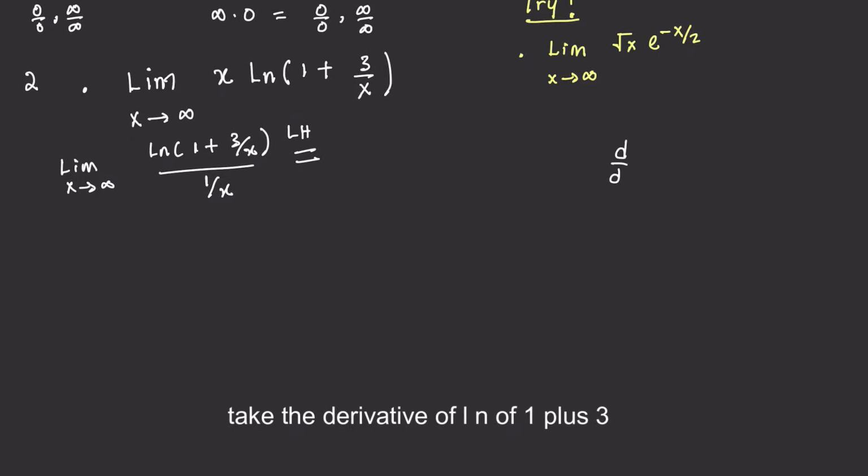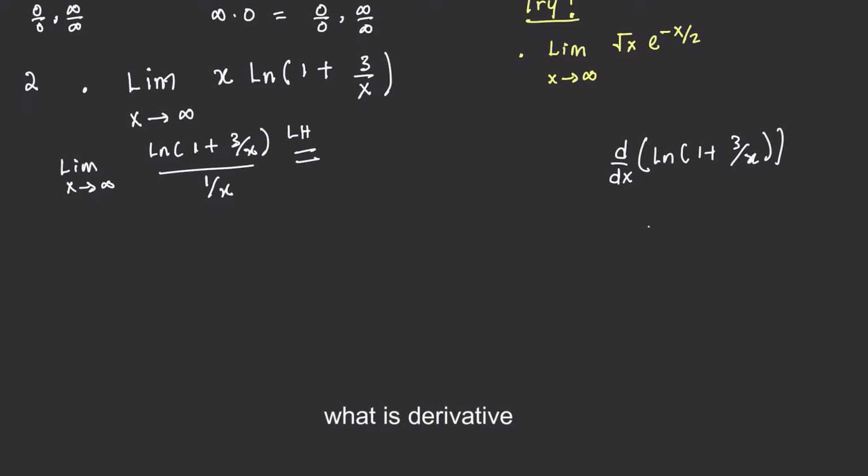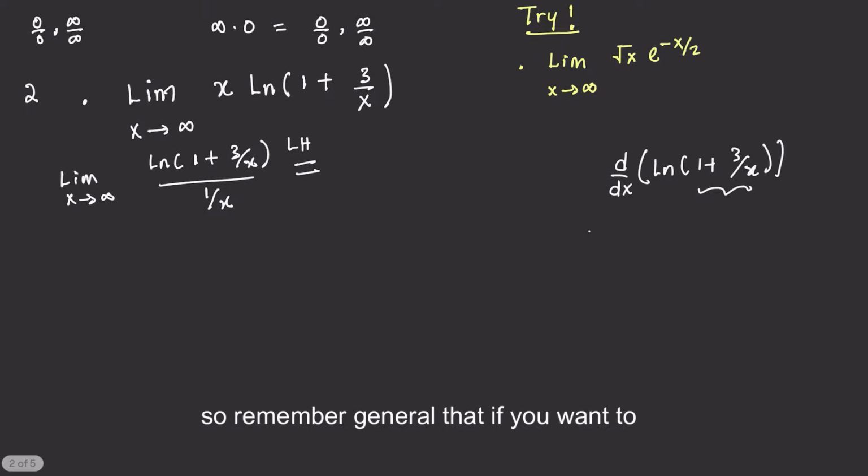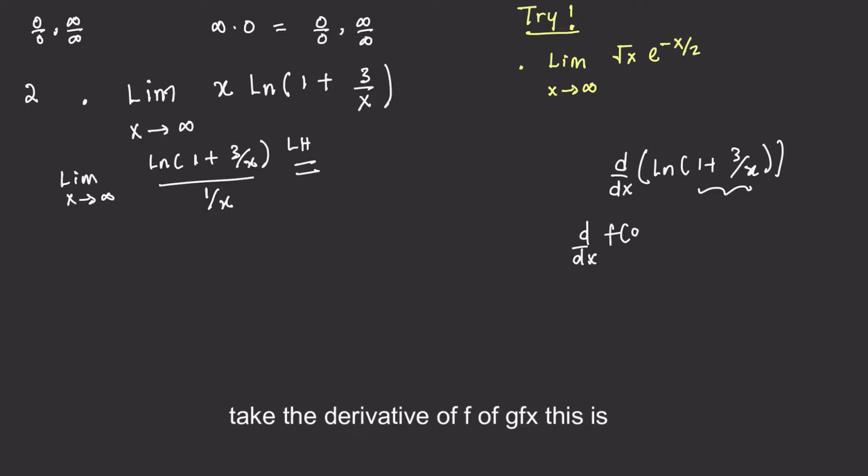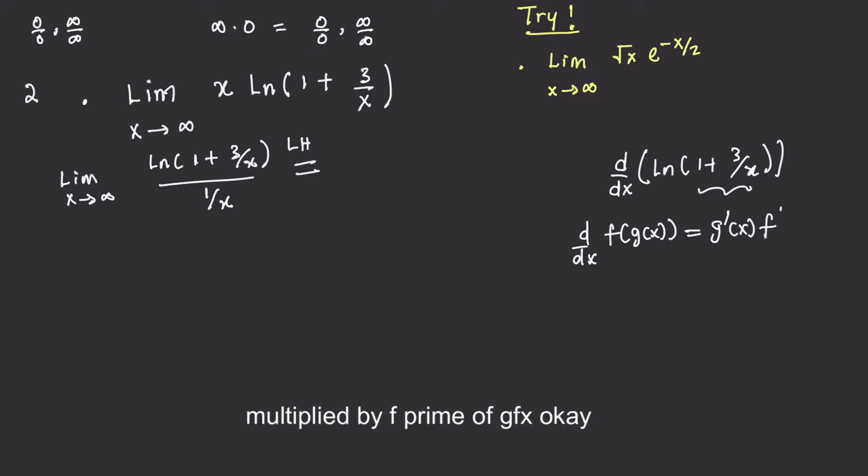If you want to take the derivative of ln of 1 plus 3 divided by x, we need to take the derivative of what is inside first, because we have a function of a function, and that's the chain rule. Remember the chain rule: if you want to take the derivative of f of g of x, this is g prime of x multiplied by f prime of g of x.